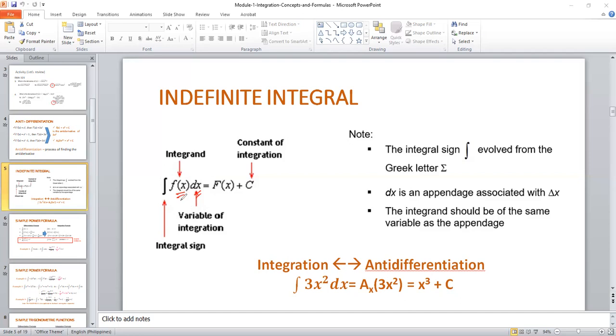And they should be the same variables. Okay, so anti-differentiation and integration are two synonymous terms. They mean the same. Okay, now we go to the next.